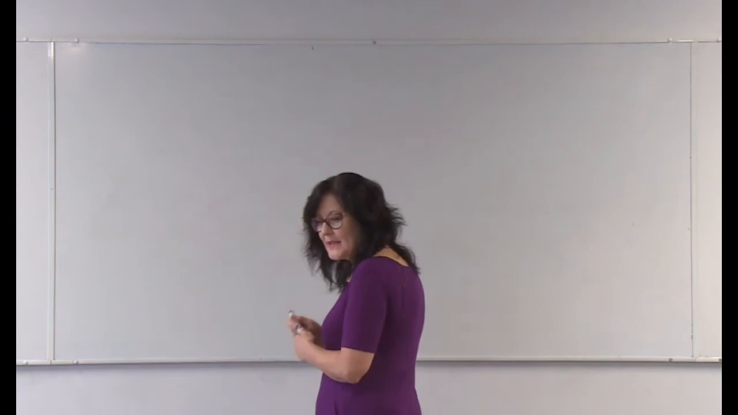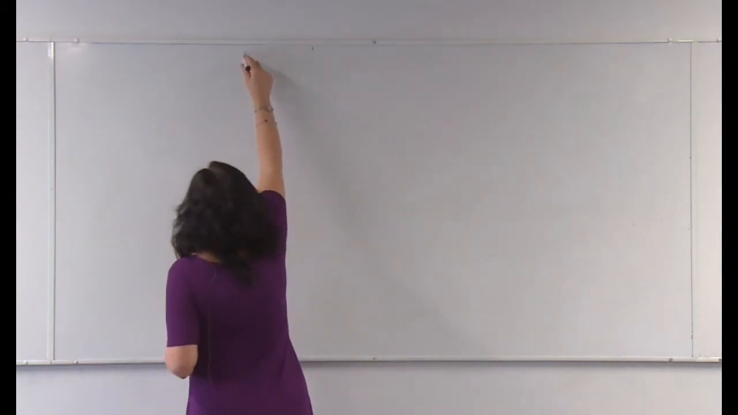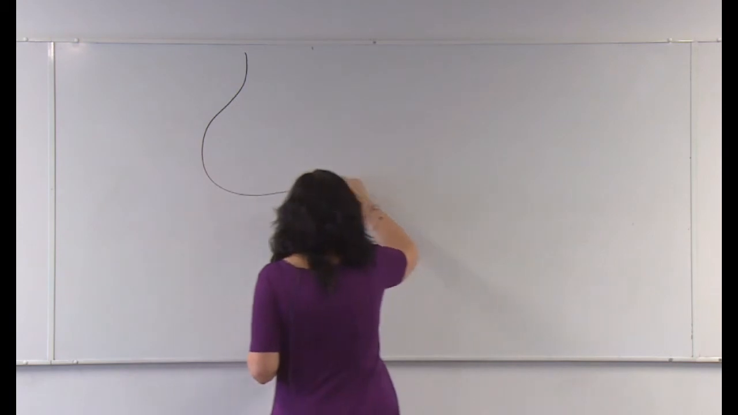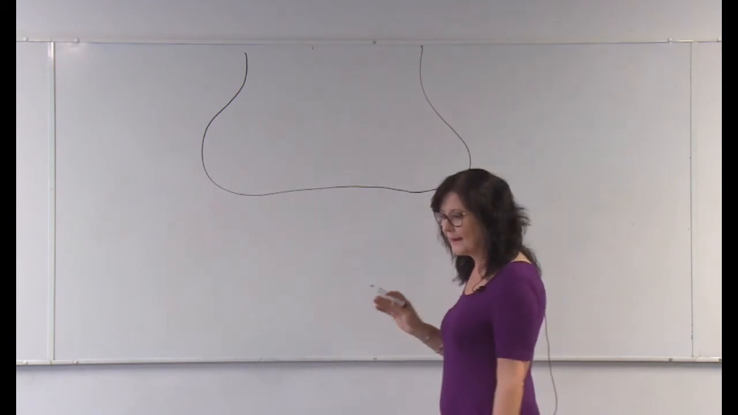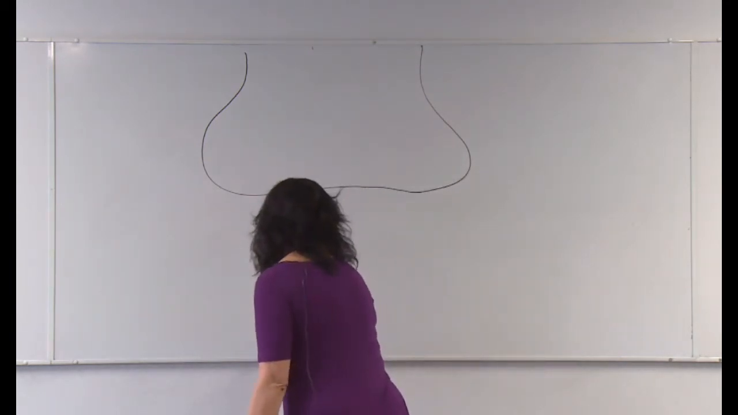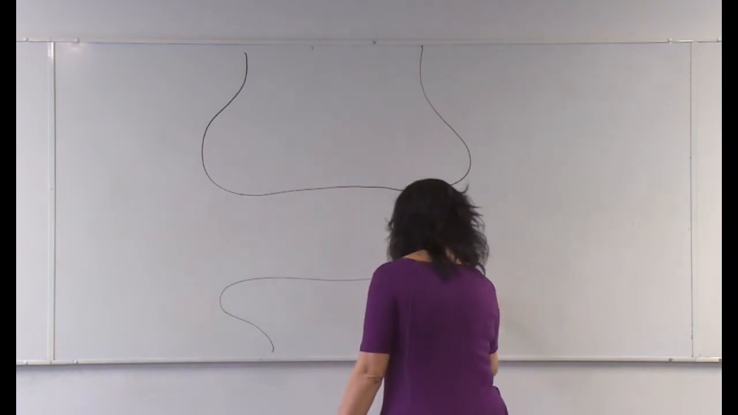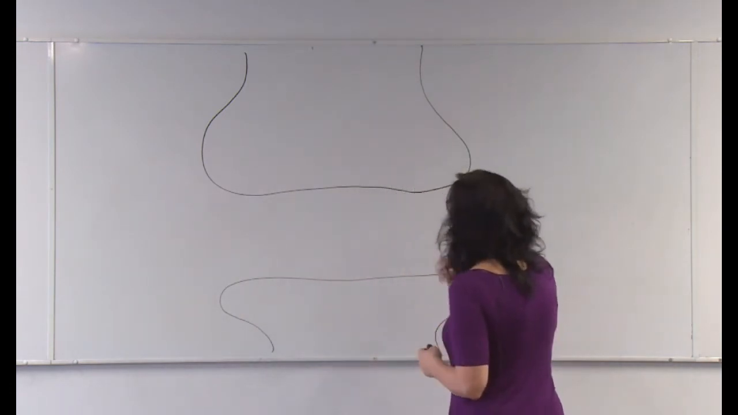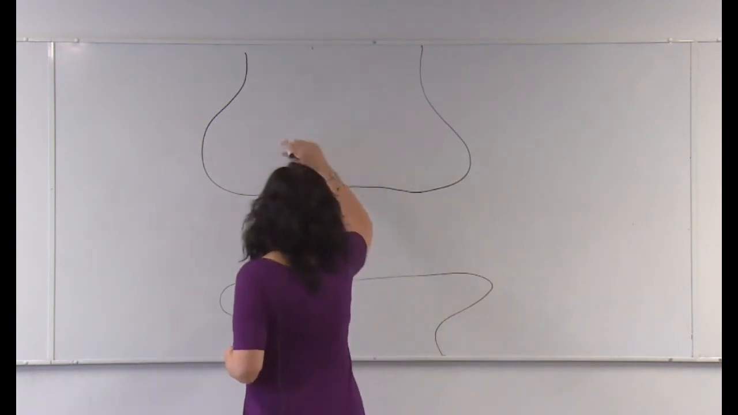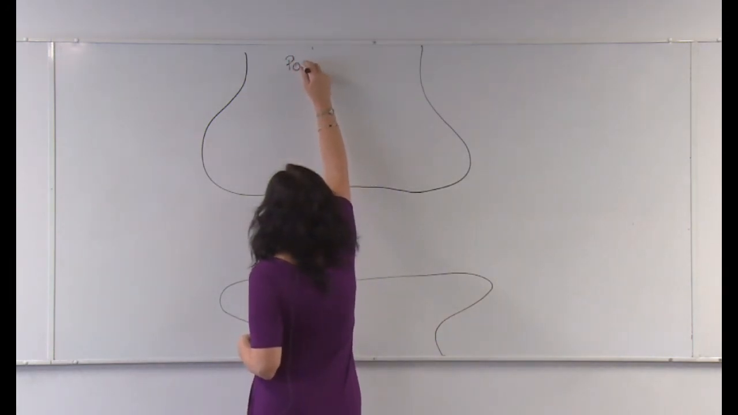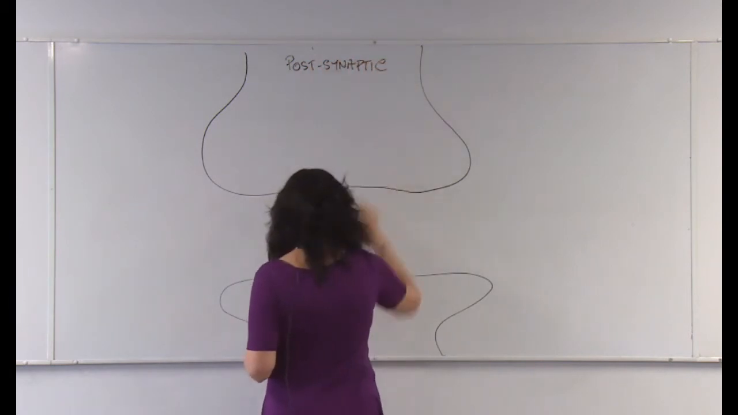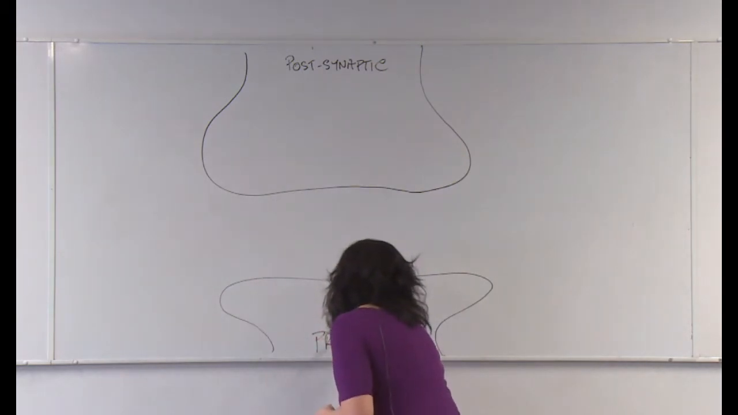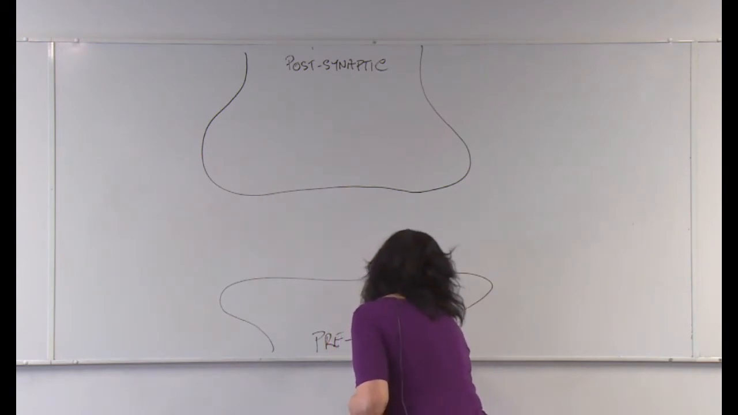So we have basically our postsynaptic membrane. I'm going to have to leave a massive synaptic gap here, I'm afraid, because we need to put a lot into it. Okay, so here we have our postsynaptic neuron, and here we have our presynaptic neuron.